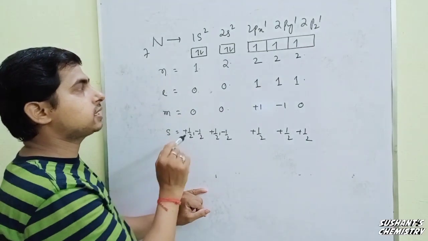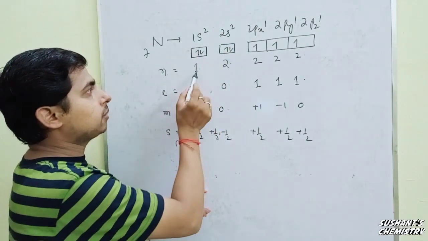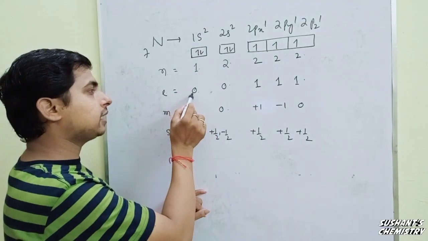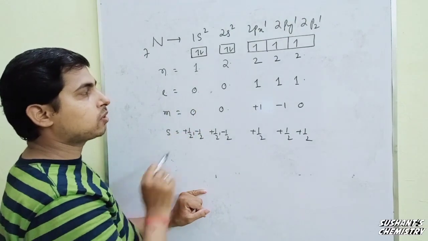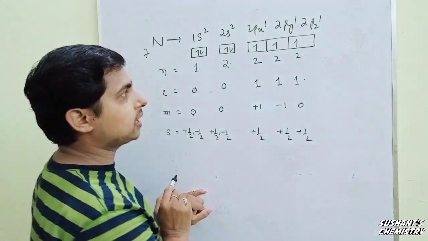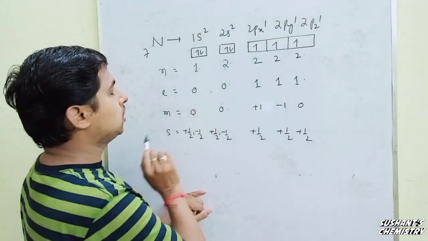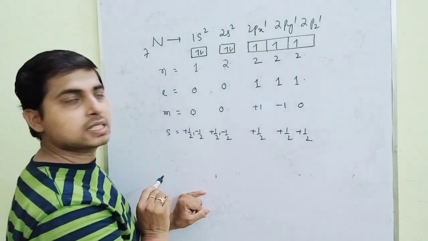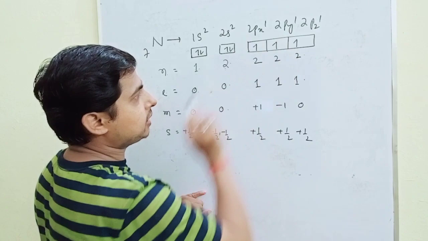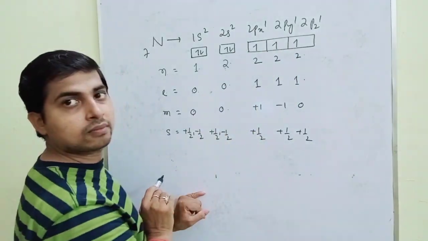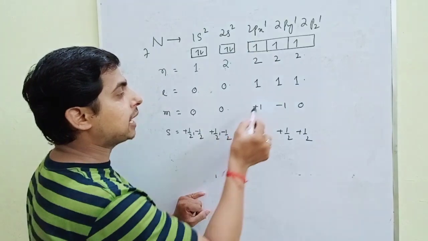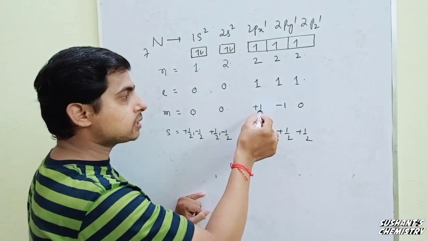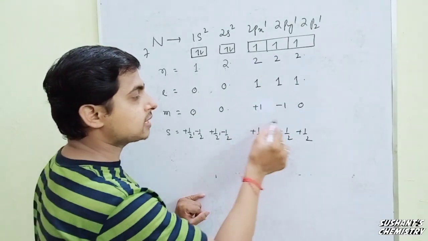If you compare two orbitals, 1s and 2s, the values of n are different. Here n is 1, here n is 2, but the values of l, m, s are the same. Comparing 2s and 2px orbitals, the value of n is the same, 2, but the value of l is different, and also the value of m is different. Similarly, comparing 2px and 2py orbitals, the value of n is the same, but the value of m is different, one plus 1, another minus 1. That means the orientation of the orbitals is different, but the value of s remains the same.